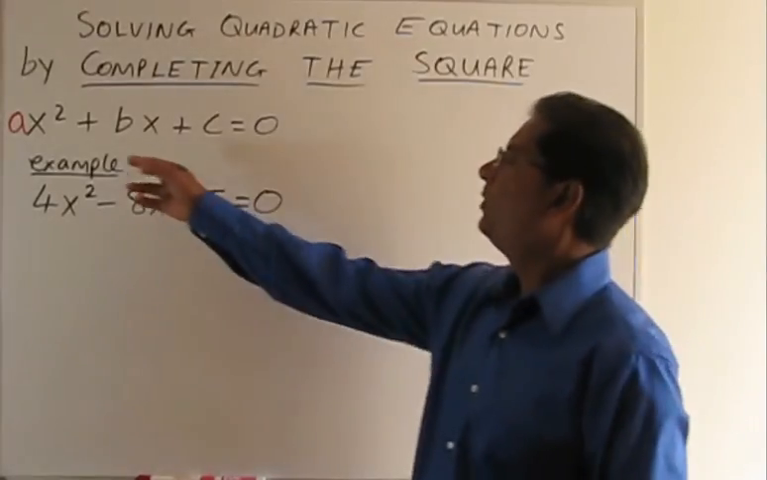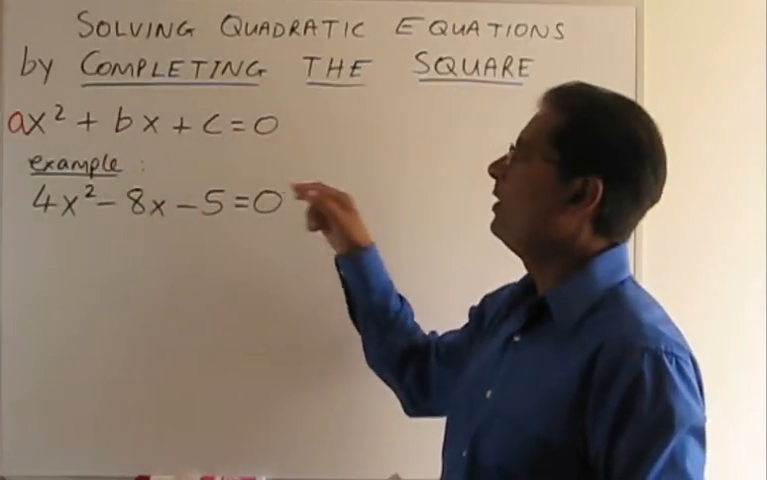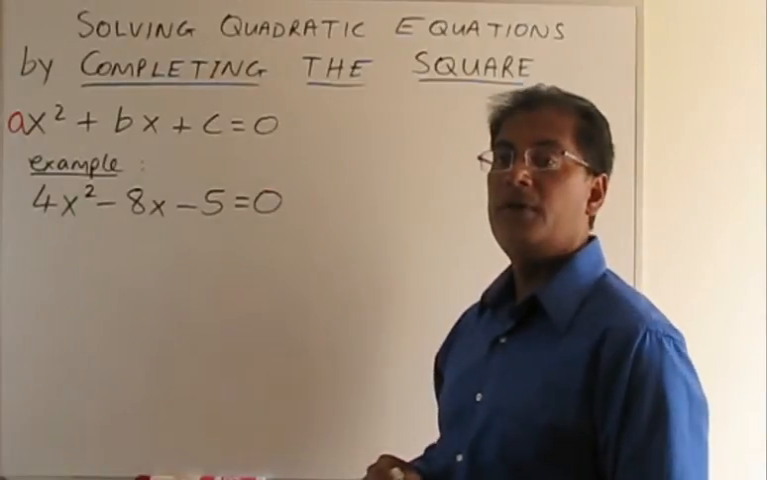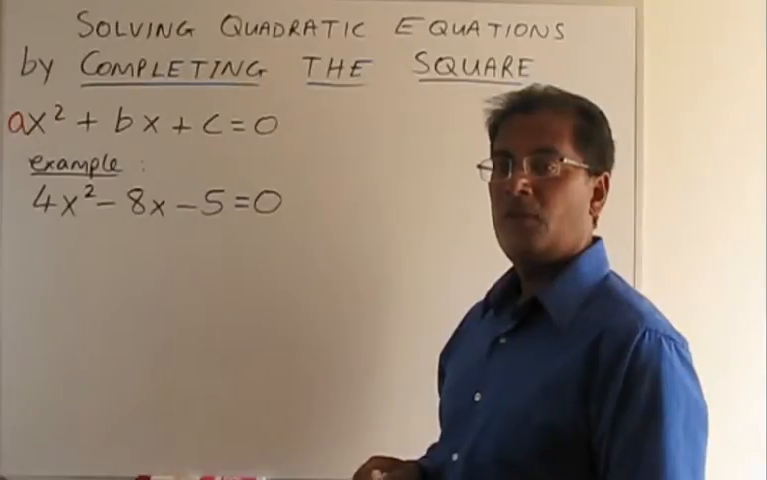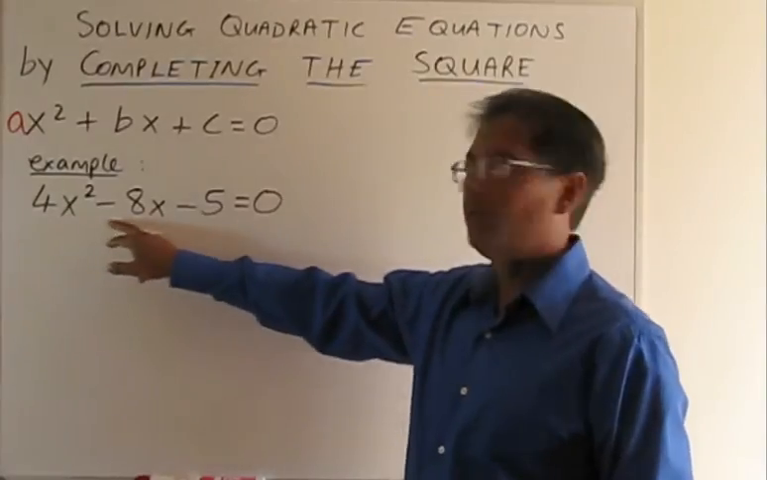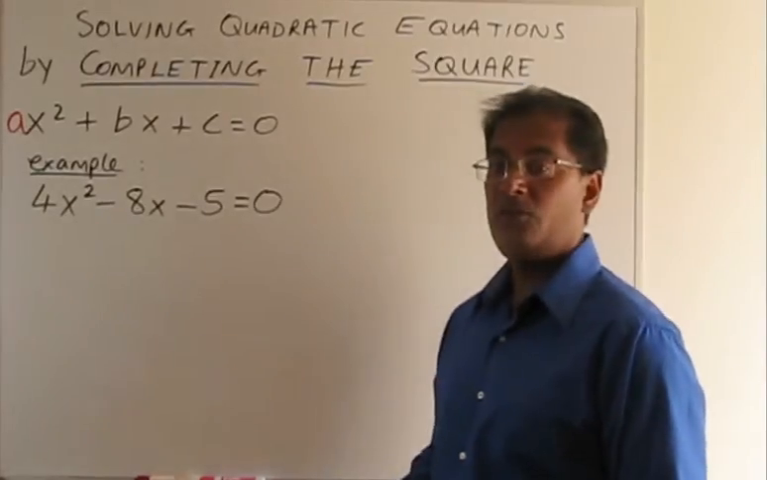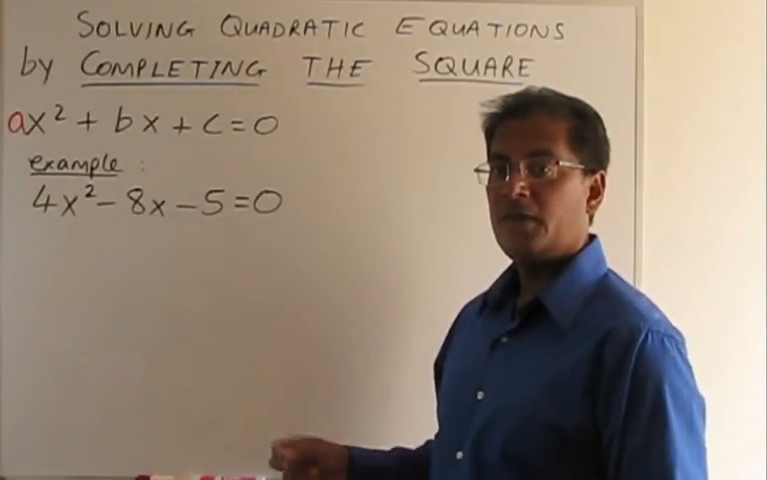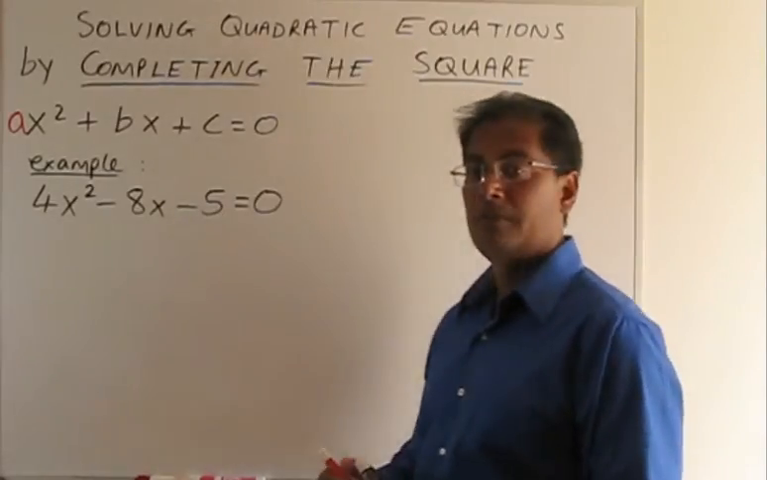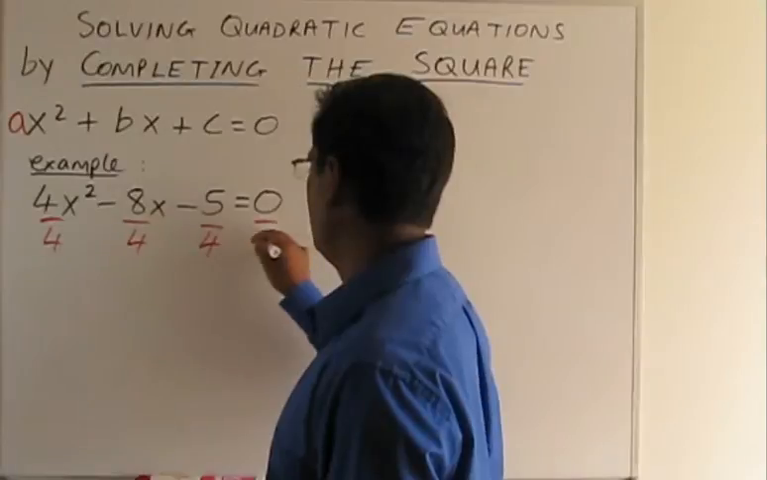Now what happens when you have an a which is other than 1? We have ax squared plus bx plus c equals 0. A is not 1 now, it is a number other than 1. And we want to solve this equation by completing the square. What do you do then? Well, you make it 1. And how do you do that? Let's take an example to see. I have this equation 4x squared minus 8x minus 5 equals 0. So I have a 4 in front of my x squared. I don't want a 4 there, I want a 1. So what do I do? I divide everything by this lead coefficient. I divide everything by 4, both left and right, by 4.